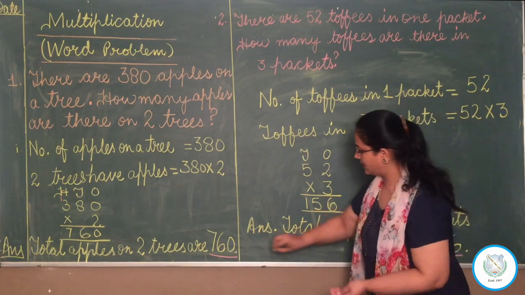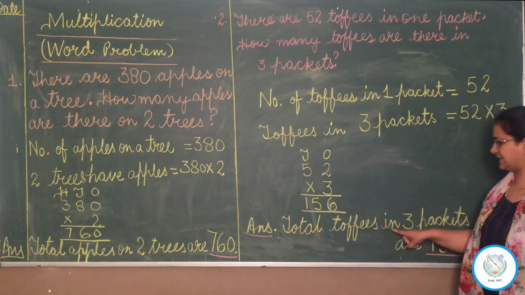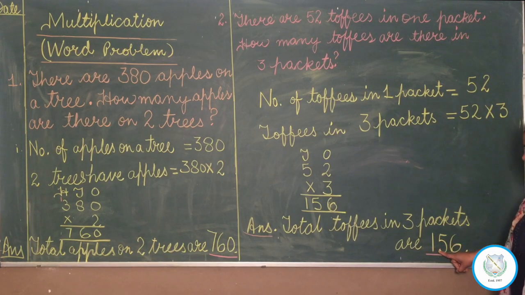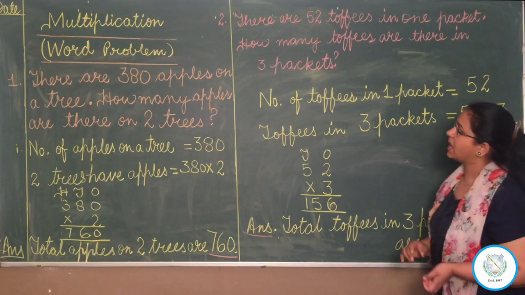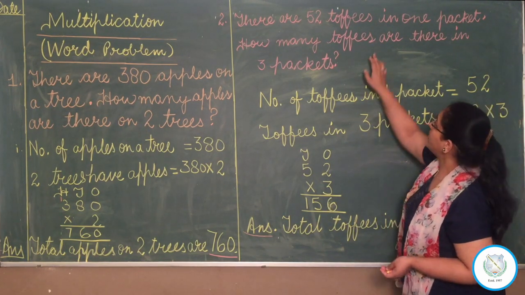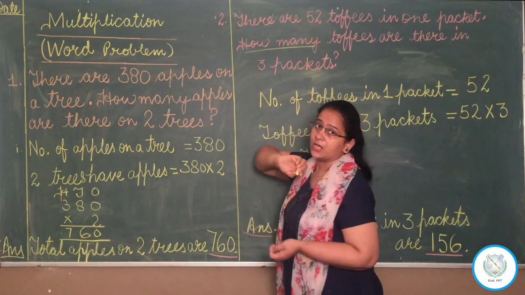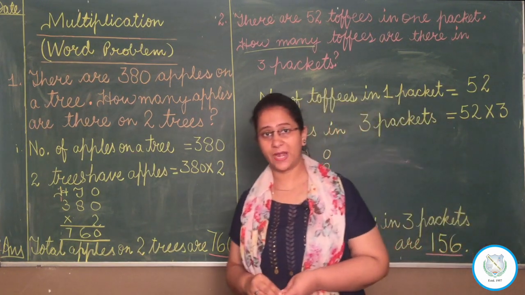First we will write ANS, answer. Total toffees in 3 packets are 156. So 3 packets contain 156 toffees. Okay children, I hope you have understood this. When the word how many comes in the statement, you have to multiply. Okay, so please be careful, do the sums and practice at home.